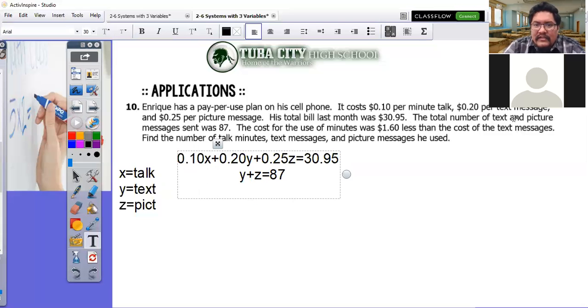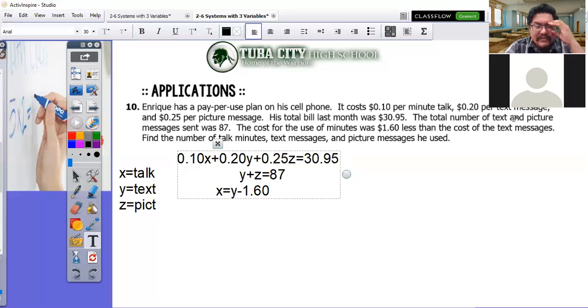The cost of the use of minutes was, so minutes, so talk was $1.60 less than, and again, less than is the tricky one because that means we're lessening it by $1.60. So $1.60 less than the cost of text. The cost.